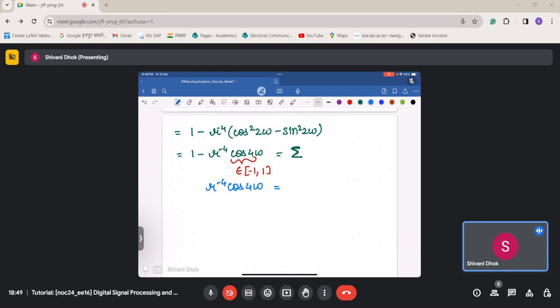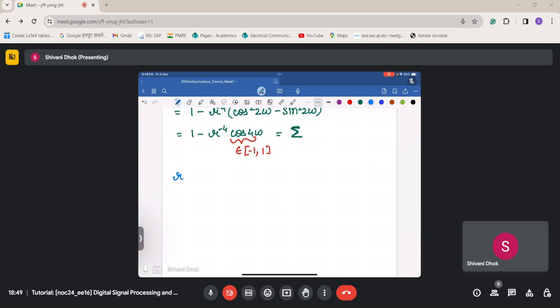So this quantity here is greater than 1. So r to the power minus 4, when we are having r as less than 1, then in that situation this r to the power minus 4 will be greater than 1, and cos 4 omega is limited to 1 maximum, less than or equal to 1.